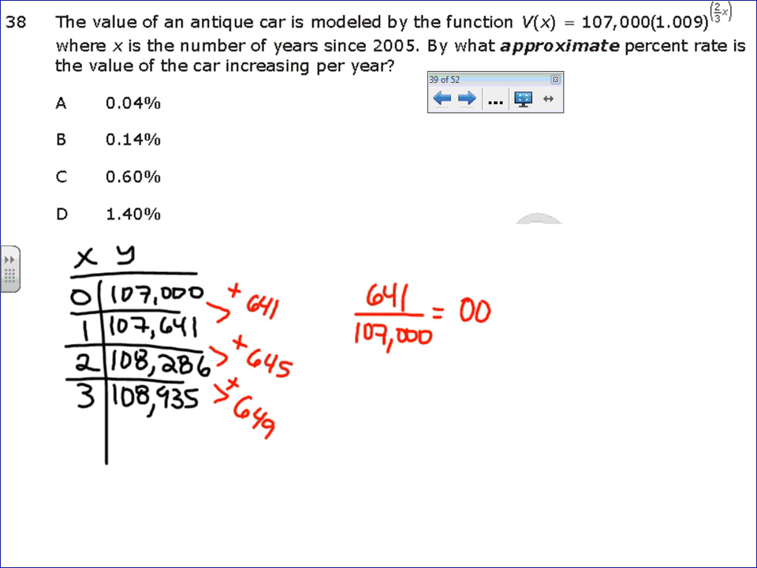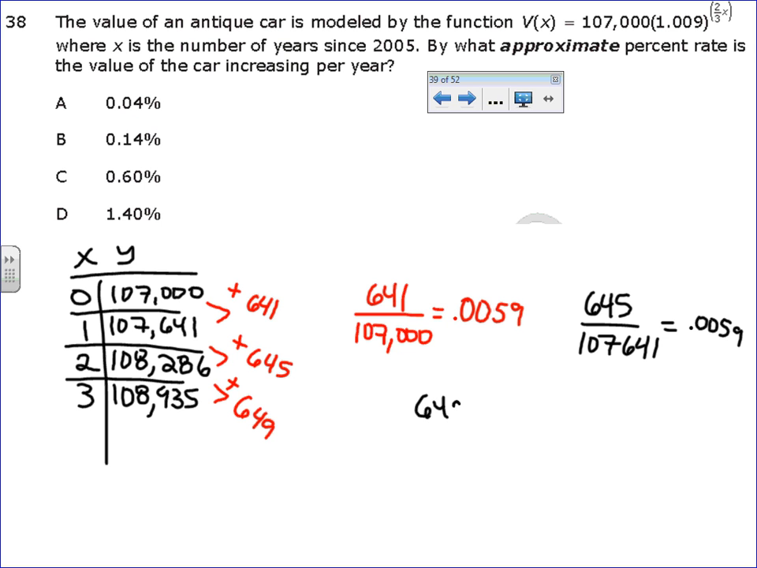I get 0.0059. That's pretty close to one of my equations. Okay, well, let me try another one. If I take 645 and I divide it by what it was coming from, which is 107,641, I keep getting the same thing. So let me try the last one.